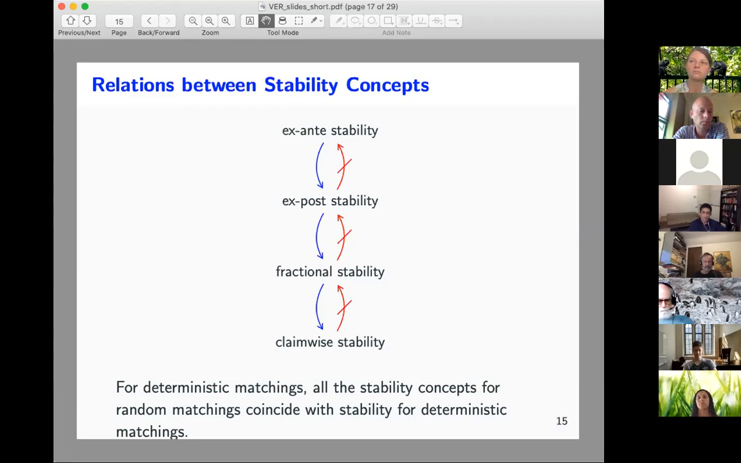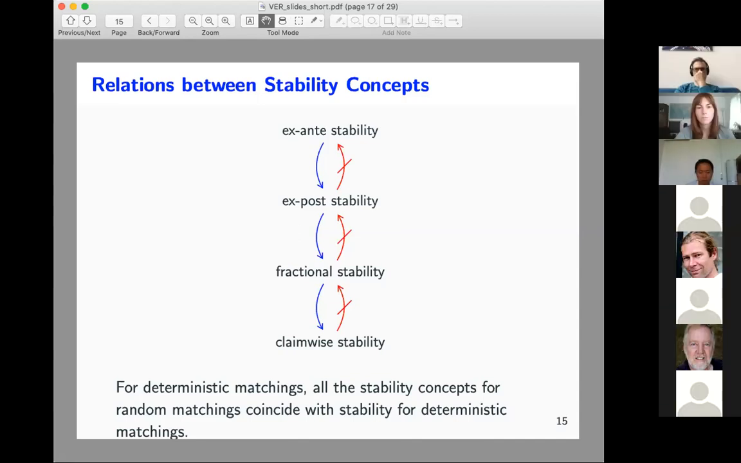I highlight here 4 standard concepts which are meaningful in the case of probabilistic matchings. They are ex-ante stability, ex-post stability, fraction stability, and claim-wise stability. As you can judge from at least the name of ex-post stability, it simply means that the outcome can be represented as a convex combination of ex-post stable outcomes. I will not go over the other definitions, but what is nice is that as long as the matchings are deterministic, all of these 4 concepts coincide with the standard stability concept in the case of deterministic matchings.